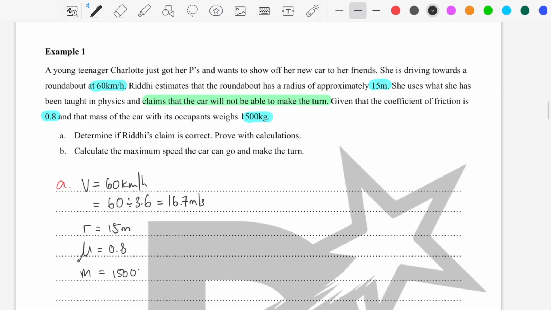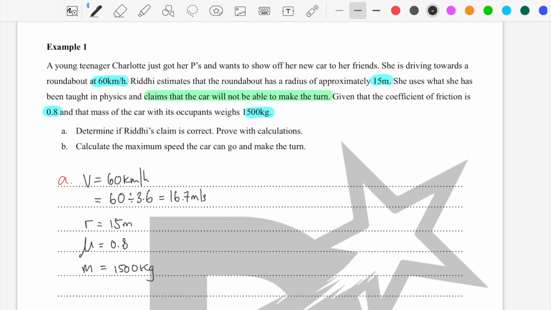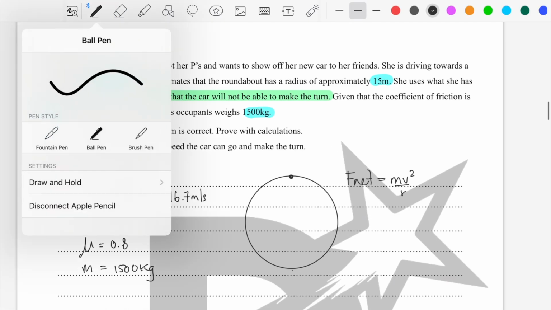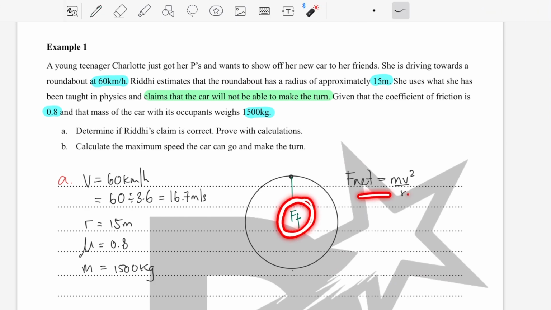Okay, so remember, what we are trying to do is determine if the car can travel around the roundabout, right? So let's draw a diagram here. We know it's going to be uniform circular motion, right? And how do we define uniform circular motion again? We say that the net force must be equal to mv squared on r. So remember, what force provides the centripetal force in this case? It was the frictional force, correct? Exactly. So we need to check, do I have enough friction to maintain the circular path? Okay, so let's do the check.